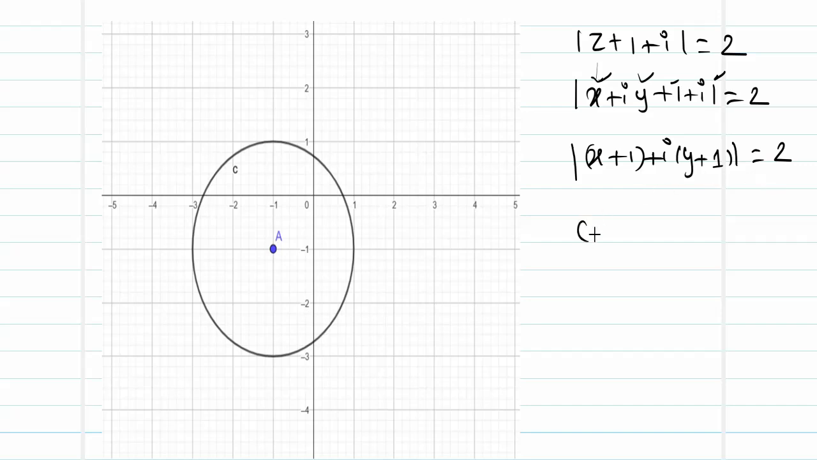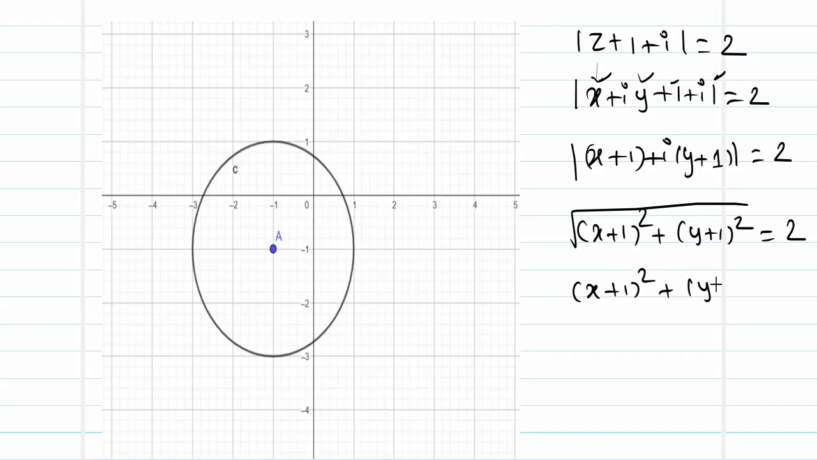How to remove the modulus? Square the real term and square the imaginary term. Then take your square root. This is going to be the magnitude of the complex number. To remove the square root, square on both sides, which gives x plus 1 the whole square plus y plus 1 the whole square equal to 2 square. Yes, this equation can be identified with that of the equation of the circle. Circle with center to be equal to, what is going to be the center? -1. And what is this center? -1. So the center's coordinate is going to be -1 comma -1.